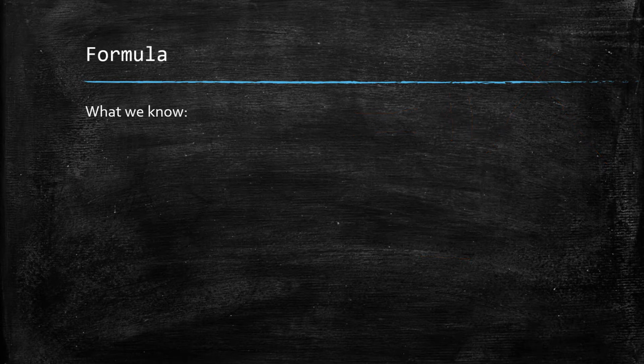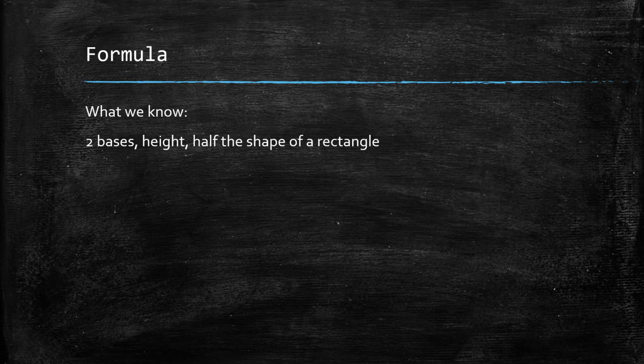So here's what we know when it comes to making the formula. You had the video, and that video was to help give a basic understanding of this. Your formula will have two bases. It will have a height, and because it's half the shape of a rectangle, if we were to copy it like it showed in the video, we would only use half of it for the shape. So that means we are going to divide by 2.